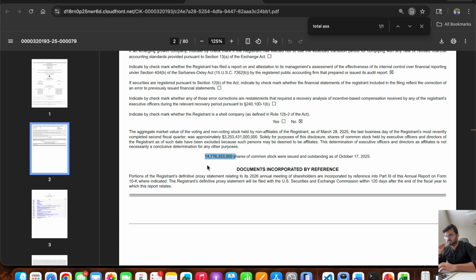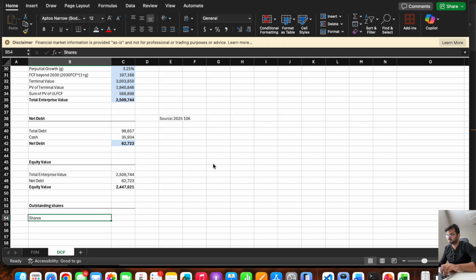So they have mentioned approximately 14.7 billion. But to be very clear, whatever number we use, it is only in the millions. So put that number again in millions. We need to divide that by 10 power 6. So 14,776 million.